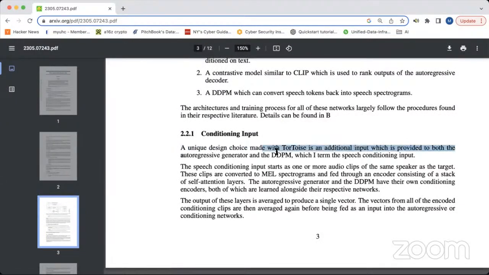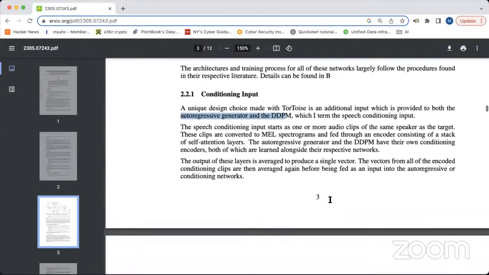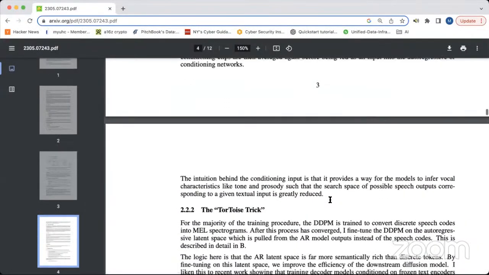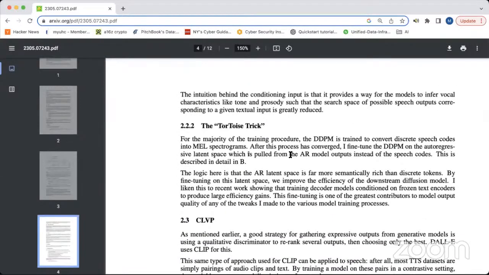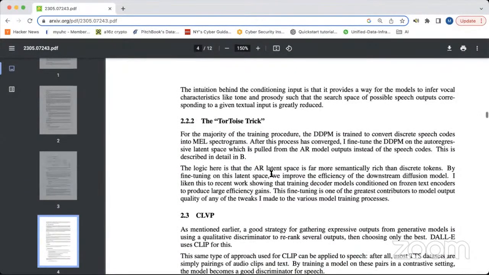So a unique design choice that he made is an additional input, which is provided to both the autoregressive generator and the DDPM that we talked about earlier. For the majority of the training process, the DDPM is trained to convert discrete speech codes into a MEL spectrogram. He fine-tuned the DDPM on the autoregressive latent space, which is pulled from the AR model output instead of the speech codes. And then the latent is far more semantically rich than the discrete tokens. And then he fine-tunes it.